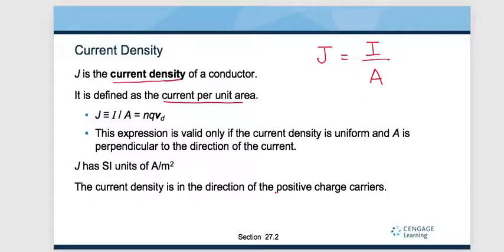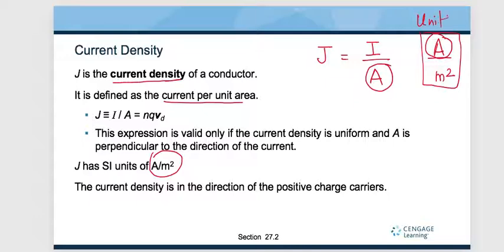Now the unit for current density is quite simple. We can get it from the formula itself, which is current is ampere, area is meter square. Don't get confused between this A and this A. Here we are talking about units. Here A is representing ampere, whereas this A is area. Again, current density is in the direction of positive charge carriers.